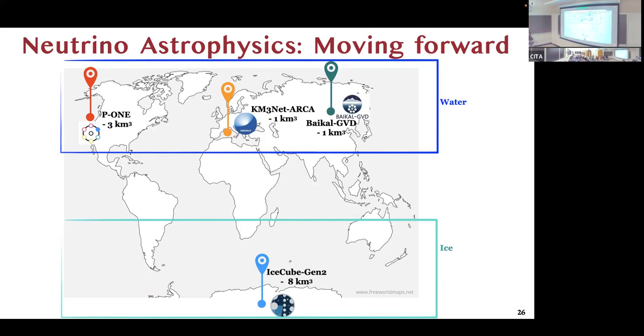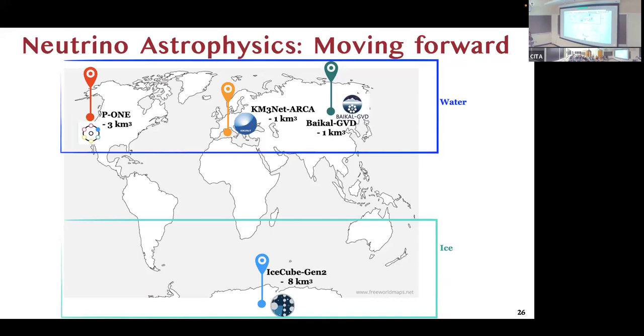So that's Baikal, Lake Baikal, yes. And they have been also deploying quite a lot. I don't know when they will reach. I think it will be sooner than KM3NeT from the projection. I just purely projected their recent progress.